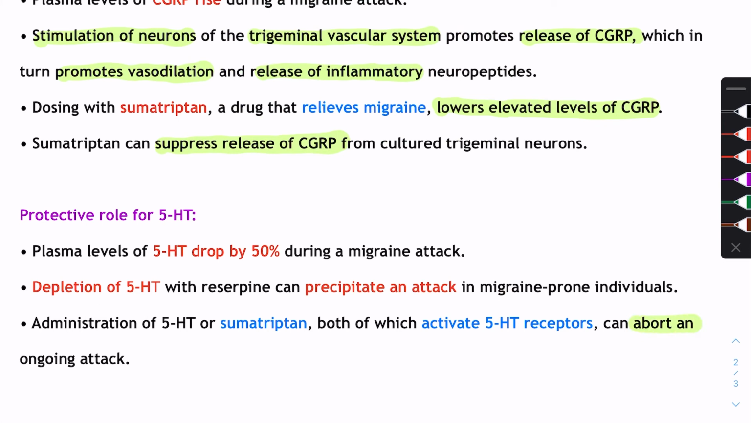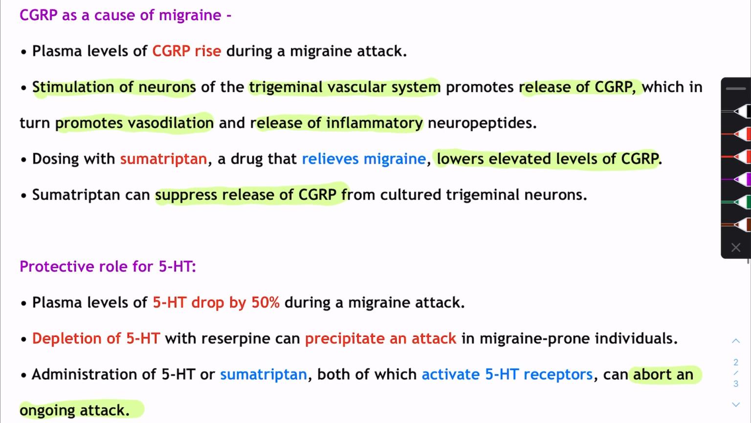What you need to remember from this session is that migraine pathophysiology mainly depends on two key important things: CGRP and 5-HT. CGRP, that is calcitonin gene related peptide, will promote migraine, whereas 5-HT or serotonin, or sumatriptan, which is a selective 5-HT receptor agonist, will help in relieving migraine.